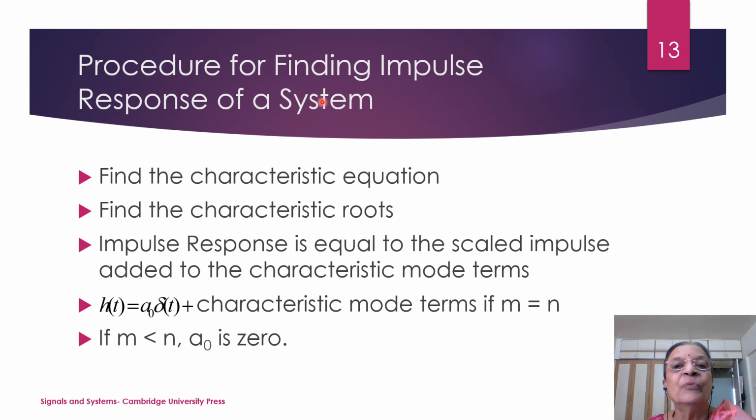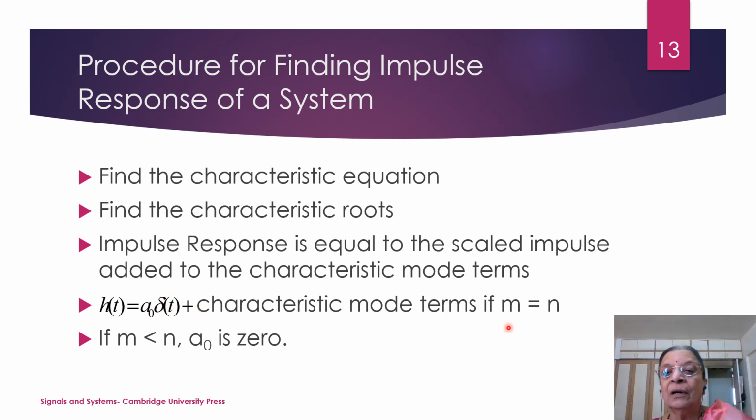So we can list out the procedure for finding the impulse response of the system. How to find the impulse response? This is the first step in calculating the response. We find the characteristic equation, that is, the denominator polynomial equated to 0. Then find the roots of the characteristic equation. Then the impulse response is equal to the scaled impulse added to the characteristic mode terms. That means the solution that we obtain from the characteristic equation is the characteristic mode term, and A0 delta(t) is the scaled impulse which is applied.